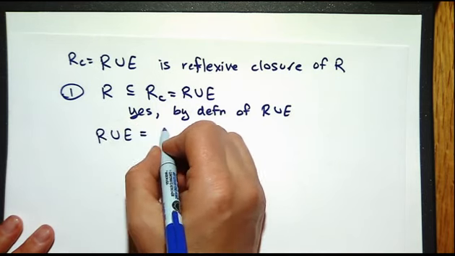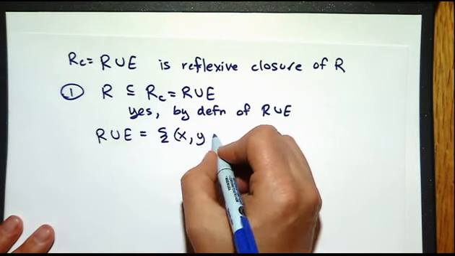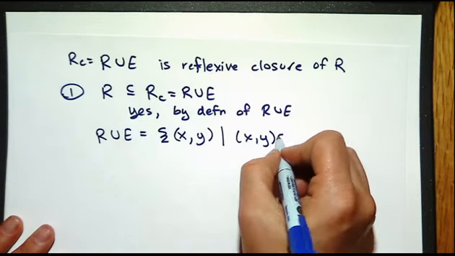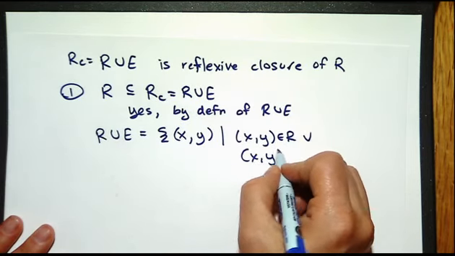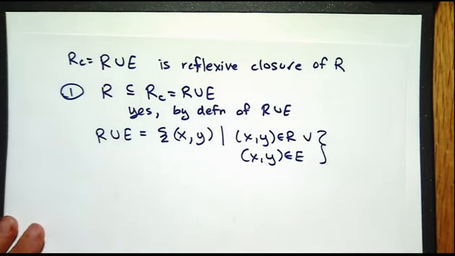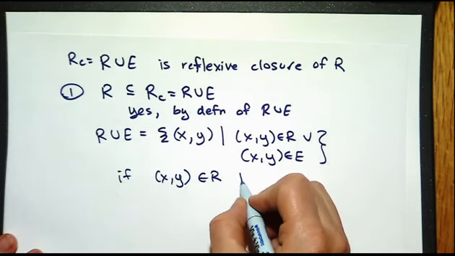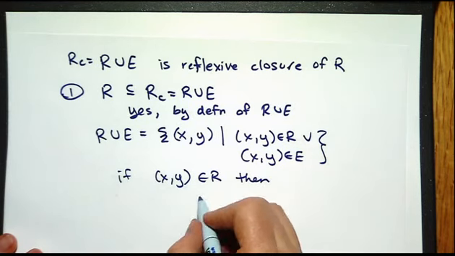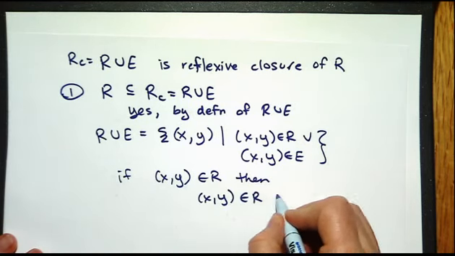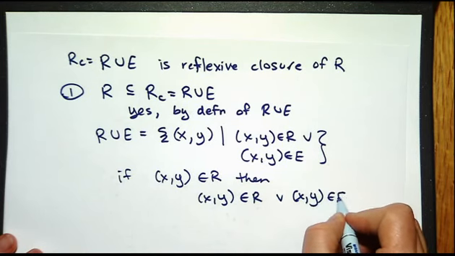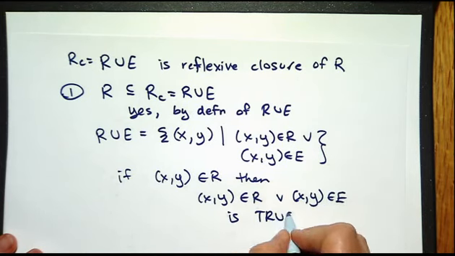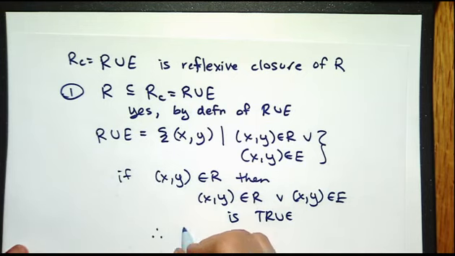So let's remember what the definition of R union E is. R union E equals the set of xy where xy is in R or xy is in E. So every single point, if xy is in R, then "xy is in R or xy is in E" is true. So therefore xy is in R union E.